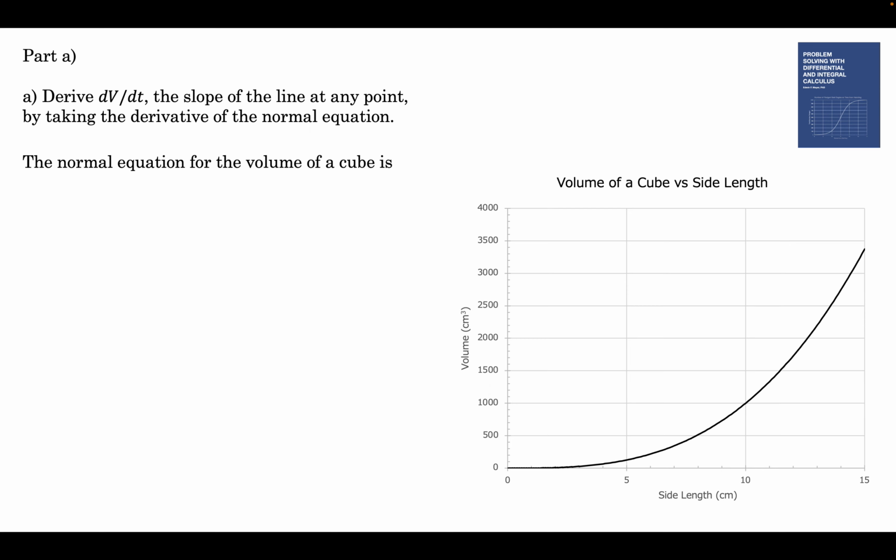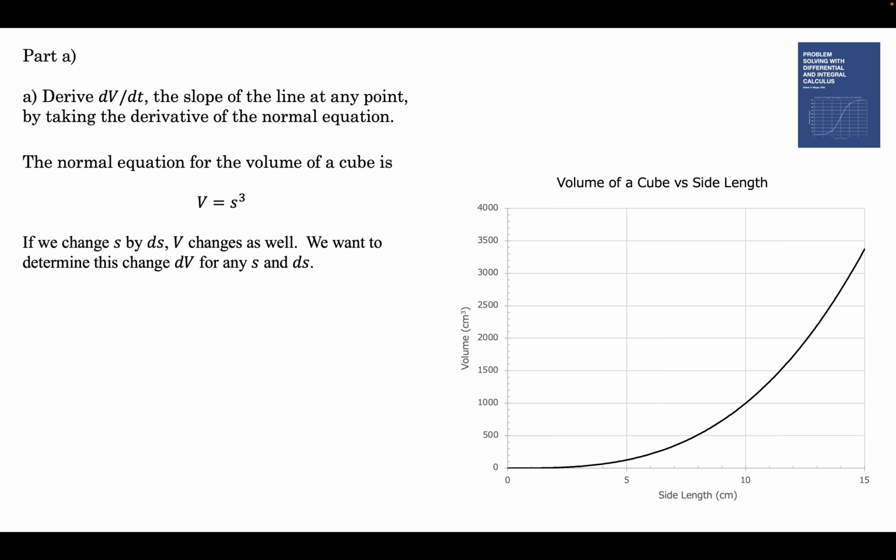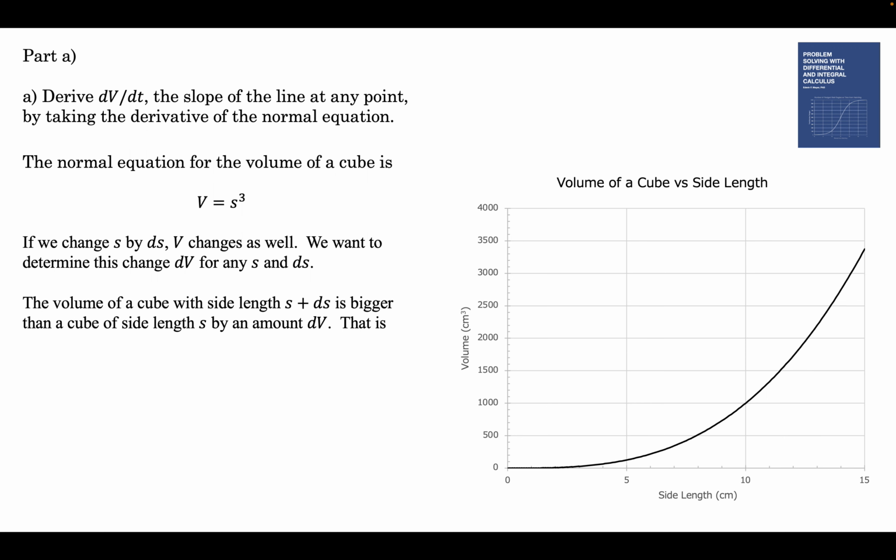So part A, derive dV/dS. We have the normal equation, V is S cubed. We're going to change S and see how V responds. Change S by dS, V changes by dV. We want to determine dV for any S and dS. So the volume of a cube with side length S plus dS is bigger than the volume of a cube of side length S by an amount dV.